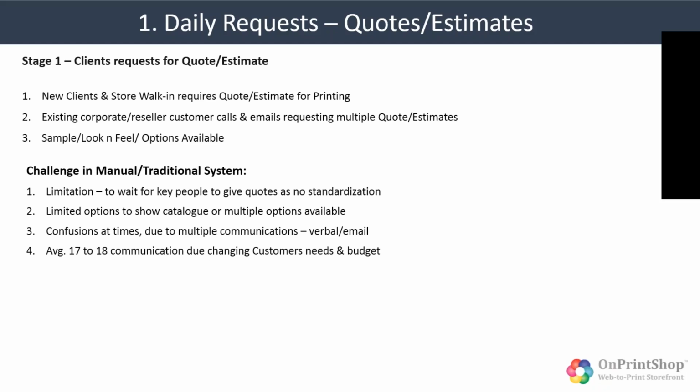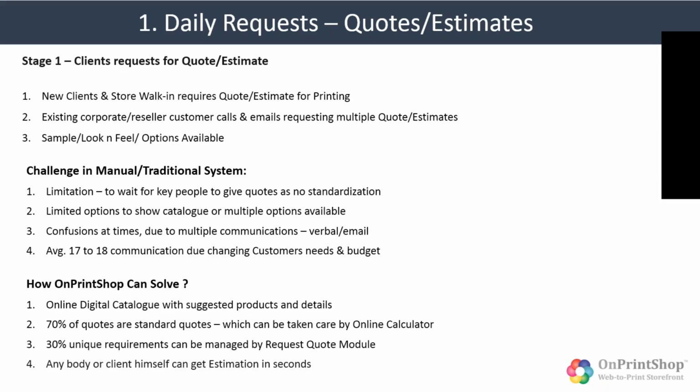Second, whatever quotes or estimates you are giving are always verbal or by email. So there is no record of whatever price you have provided to your customer, and even reordering becomes very difficult. Research says an average of 17 to 18 communications are required per order, because customers keep demanding different quotes and estimates. Plus, according to their budget, they will iterate on the quotation and ask you for a different estimate.